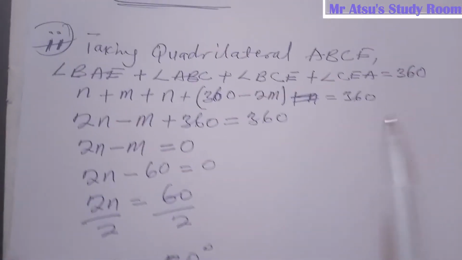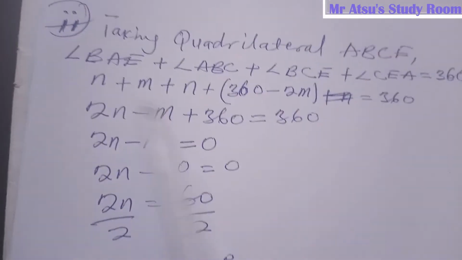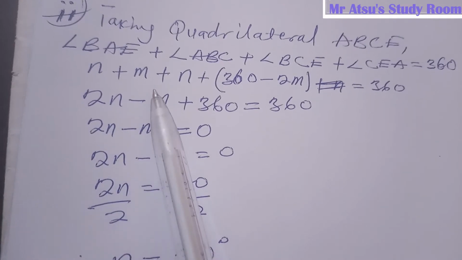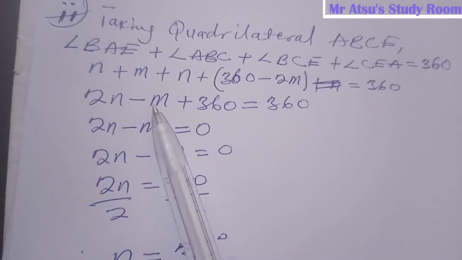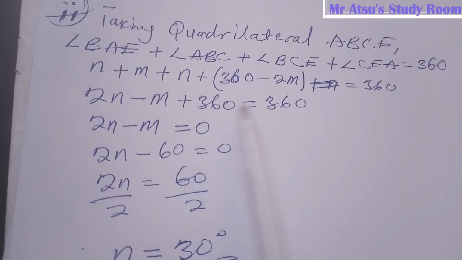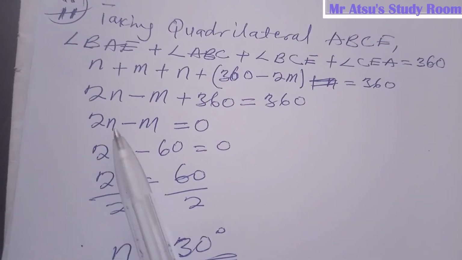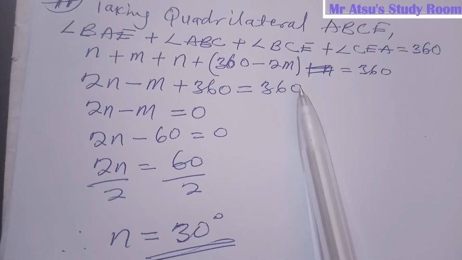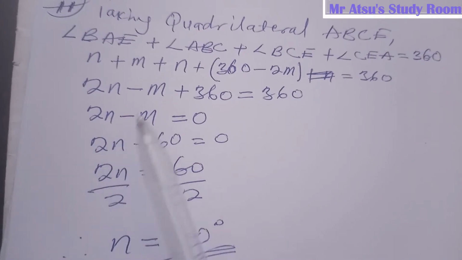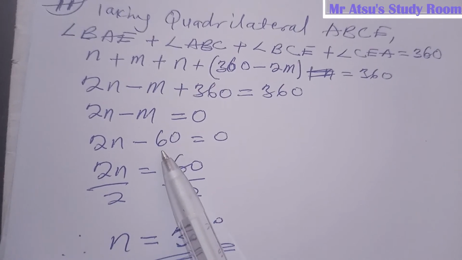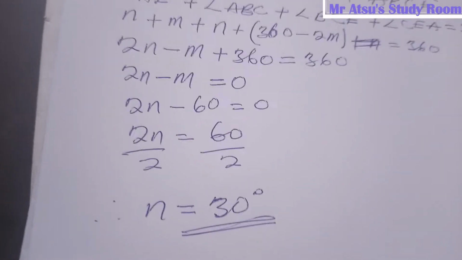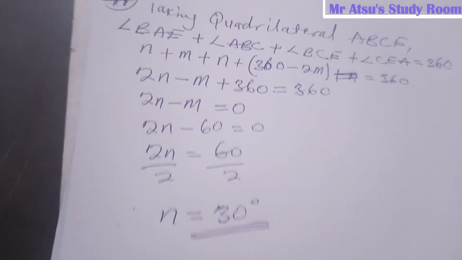And then we went ahead to simplify by grouping like terms. So m plus n will give us 2m. Then when we open this parenthesis, m minus 2m will give us negative m. Then our 360 is here, all equals 360. Then 2n minus m will give us, 360 minus 360 is 0. And then now we substitute the value of m, which is 60, that we found here already, into it, and then we make n the subject to get 30. That to me is the easiest way to solve it.